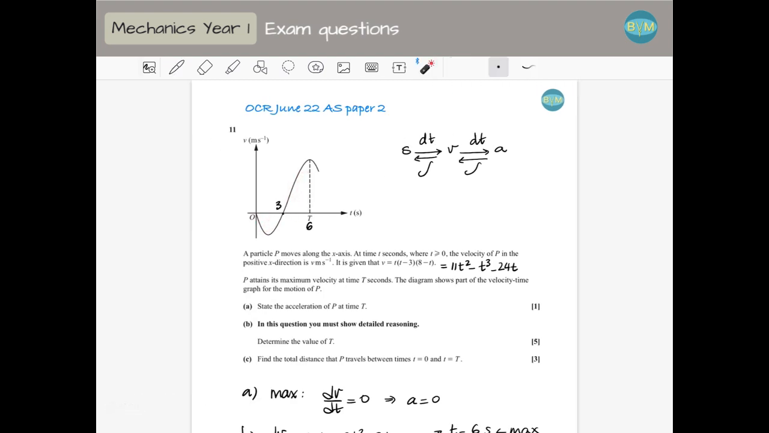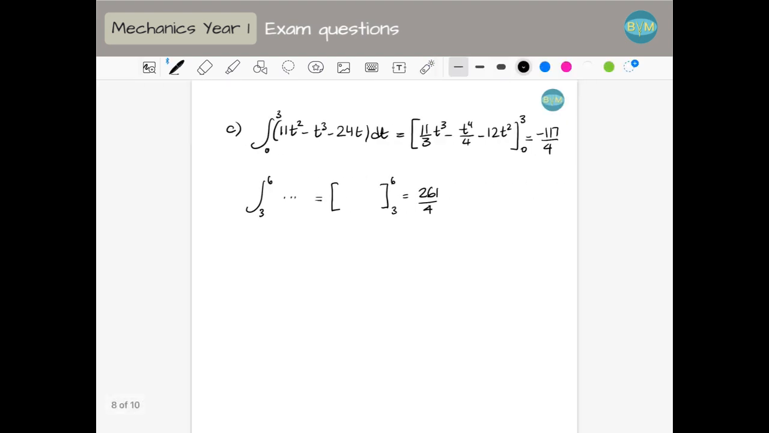And the other negative is this one. And then I just add them, but positive. So the distance is going to be 117 over 4 plus 261 over 4, which is 189 over 2, or if you want to divide, 94.5 meters.